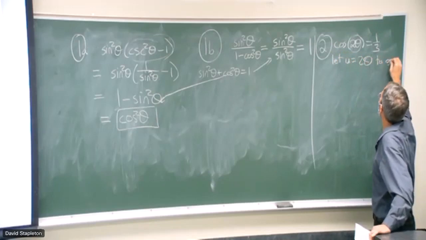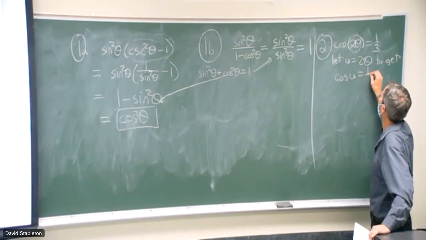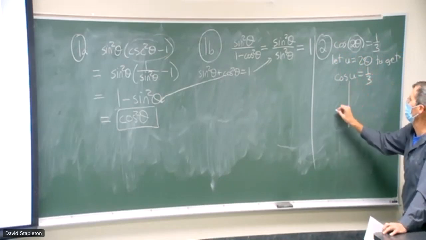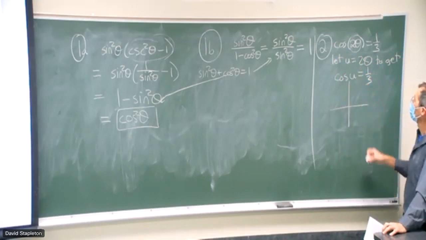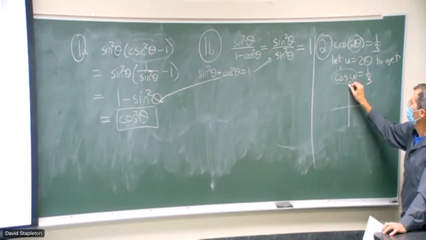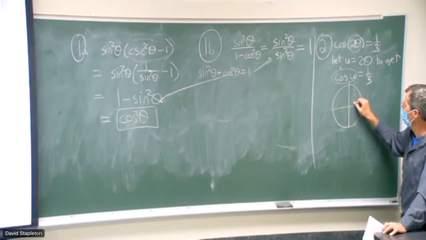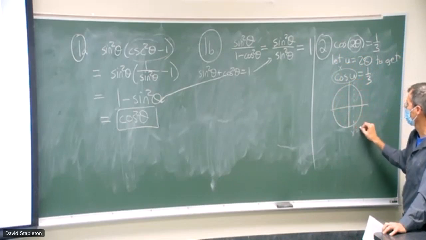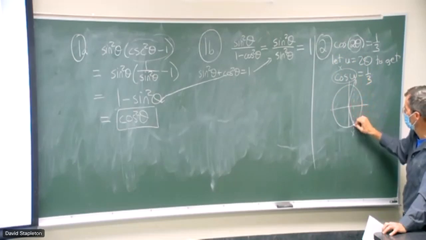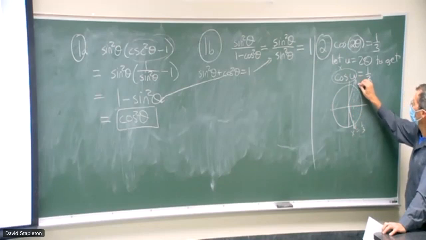Get cosine u equals 1/3. Once you have a trig function equal a number, you can solve it on the unit circle for that angle u, right? So cosine u is x, and I'll solve the unit circle with x equals 1/3 about here. And observe that there's exactly two angles, this one and this one, that have x equal 1/3. So you say, well, what is this angle here?